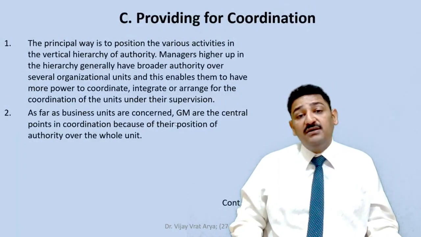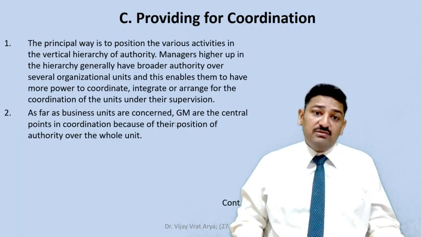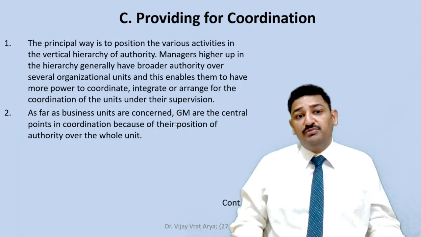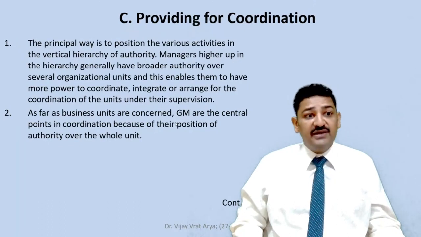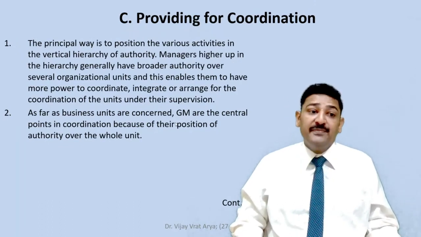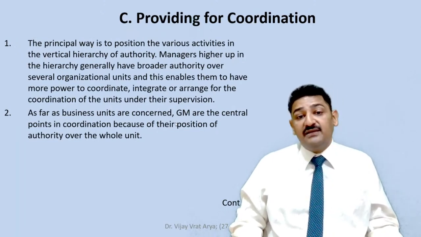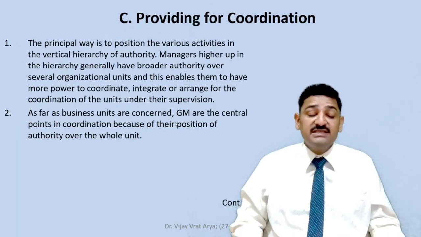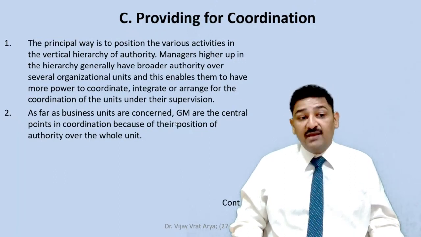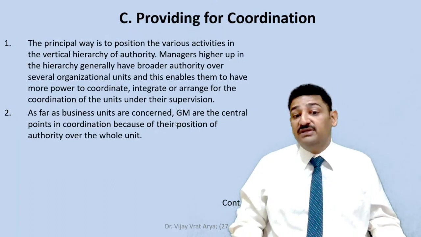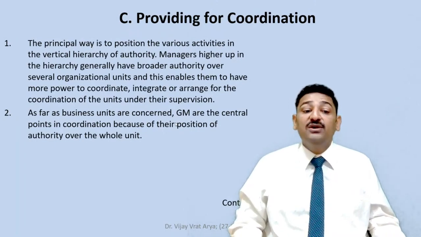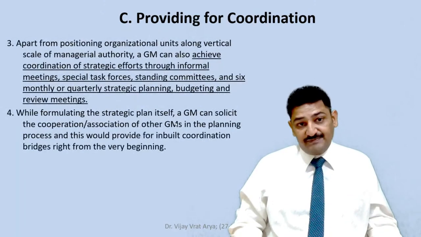And the third aspect was providing for coordination. This is a principal way to position the various activities in the vertical hierarchy of authority, where the managers higher up in the hierarchy generally have broader authority over several organizational units, and this enables them to have more power to coordinate and integrate, or arrange for the coordination of, the units under their supervision. As far as the business units are concerned, the general managers are the central points of collaboration because of their higher position of authority over the whole unit in an organization.